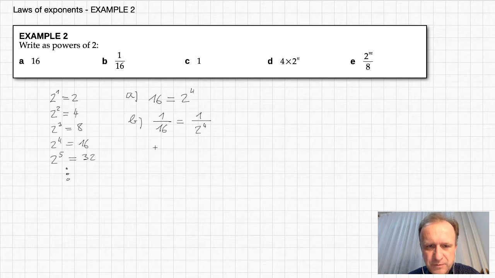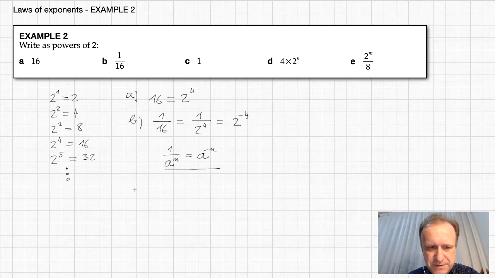And if you invoke the law that says that 1 over a to the power of n is just a to the power of negative n, you can invoke this law at this moment, what you get is 2 to the power of negative 4. The reason for that is your base here is a, n corresponds to 4, and therefore you have your base 2 raised to the power of minus your exponent, so it's 2 to the power of negative 4.